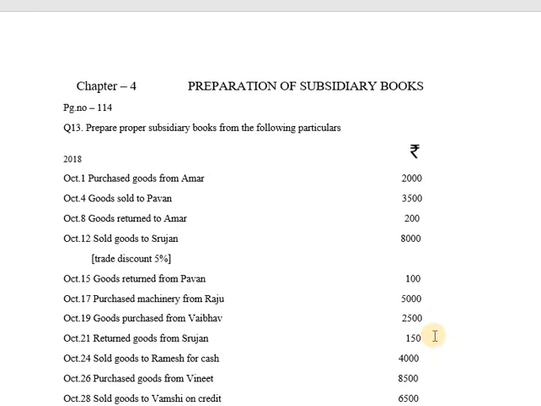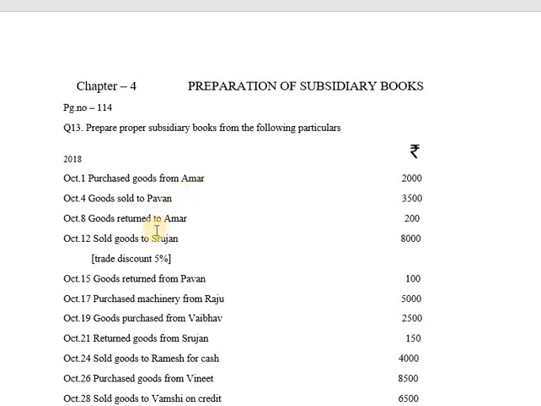Next, after October 4, we have a transaction on October 8. Goods returned to Amar. So here the goods are being returned. So it can be purchases return or it can be sales return. So first we need to check the name of the person which is given in the question. The name of Amar is given in the transaction. So we need to check with previous transactions whether the transaction done with Amar is related to purchases or sales. In our previous transactions, we have a transaction done with Amar on October 1st, that is purchased goods from Amar. It means that we have purchased goods from Amar, so that transaction was recorded in purchases book.